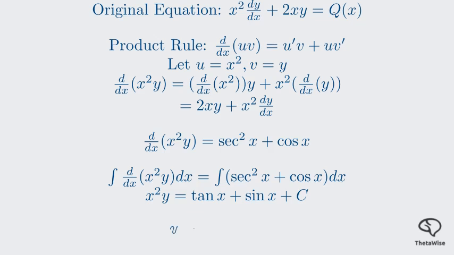The final step is to solve for y by dividing by x squared. This gives us our general solution: y equals tangent x plus sine x plus c all over x squared. This alternative method shows the deep connection between differential equations and basic differentiation rules.